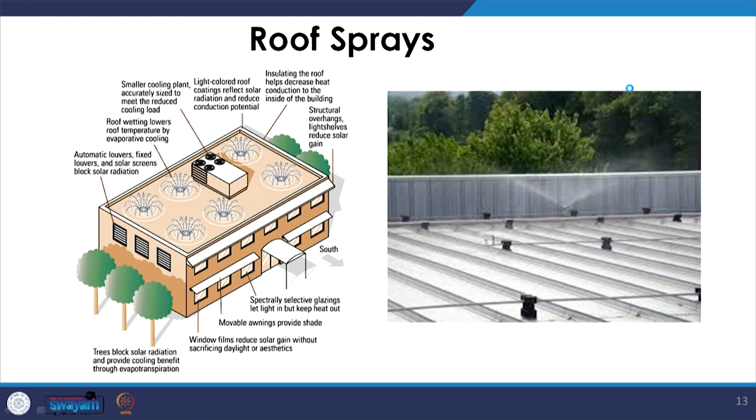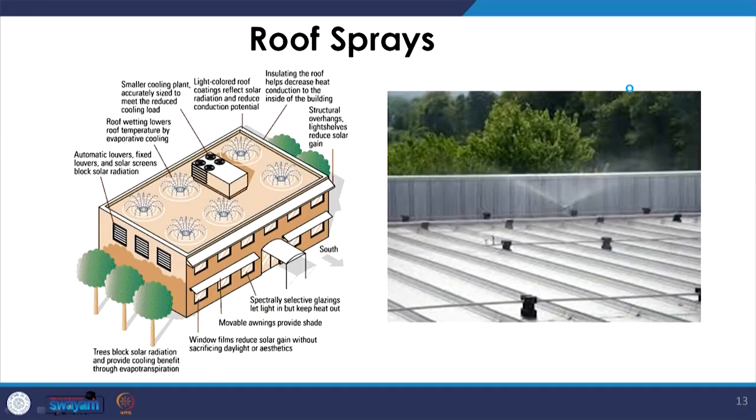Here another strategy which is often employed is roof sprays. Again, it requires water and it cannot be used in areas which are drought prone or which have less availability of water, but it is primarily evaporative cooling. So, the roof gains a lot of heat throughout the day and the surface becomes heated. During the evening time when the outdoor temperatures start to fall, the roof spray will help to evaporatively cool the roof, cool down the surface of the roof.